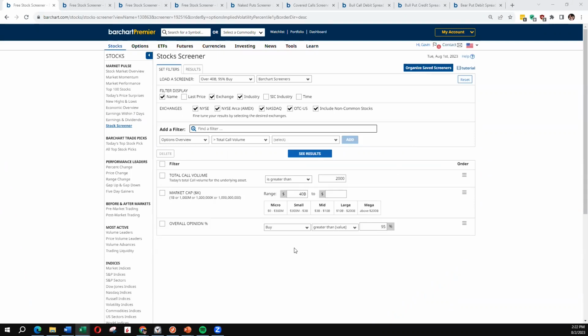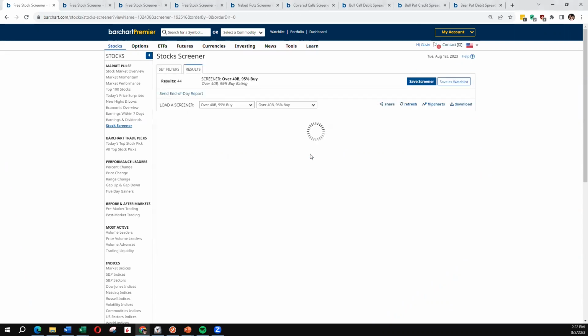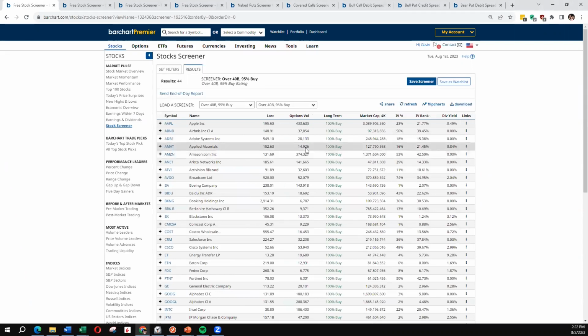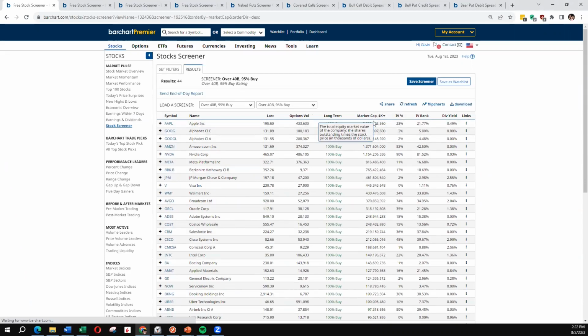The first one is large cap stocks, so over 40 billion with total call volume greater than 2,000 and has a buy rating, so a rating greater than 95% on the overall opinion. That gives us 44 results. I always like to have market cap and IV percentile in my results here. Then I can filter by those to see the large cap stocks. These are usually going to be the best for trading options because they'll have very, very liquid options.